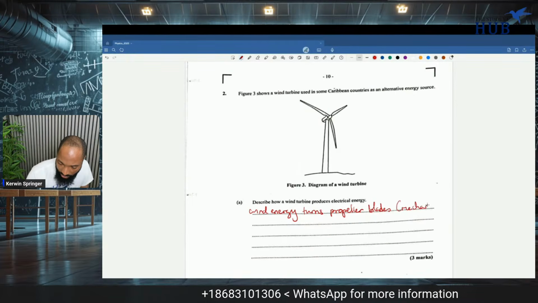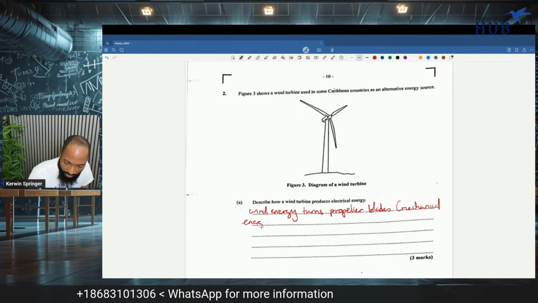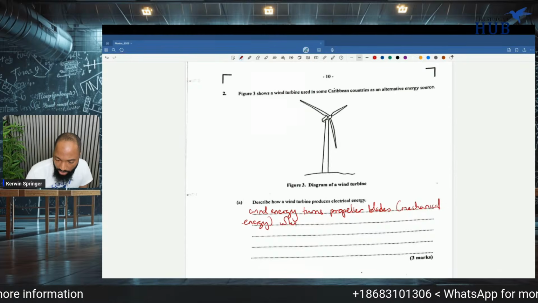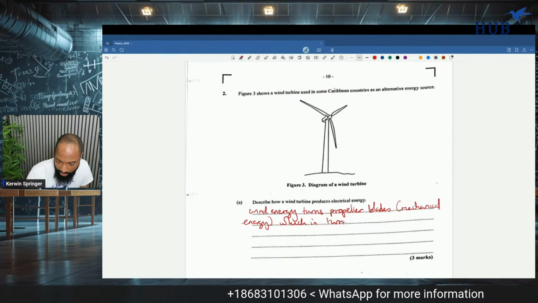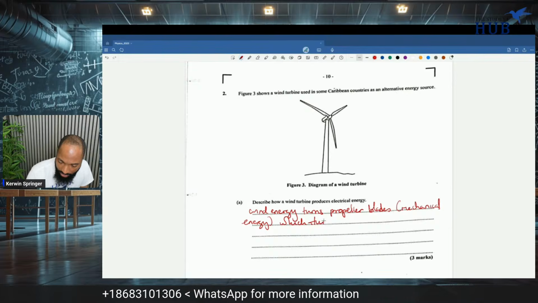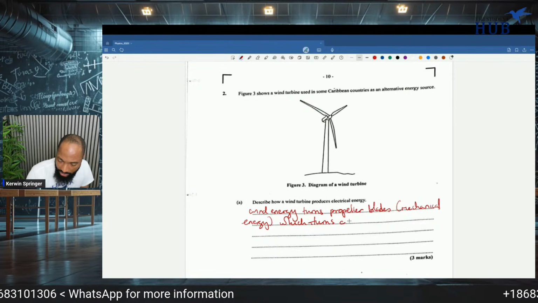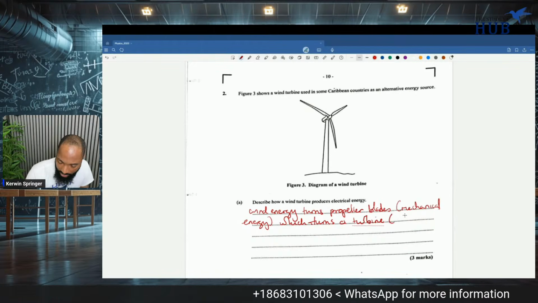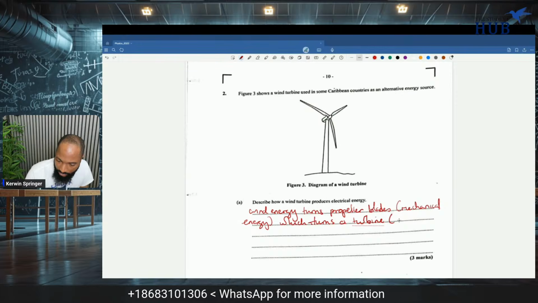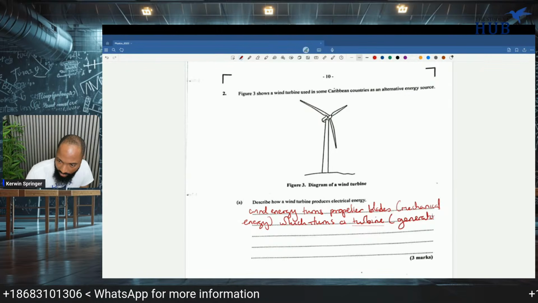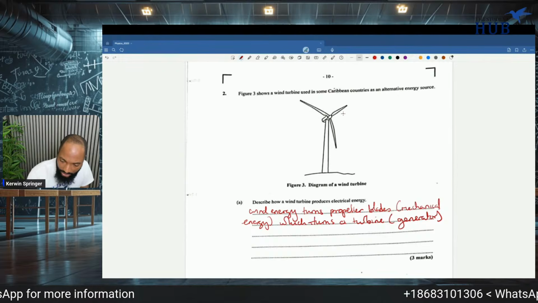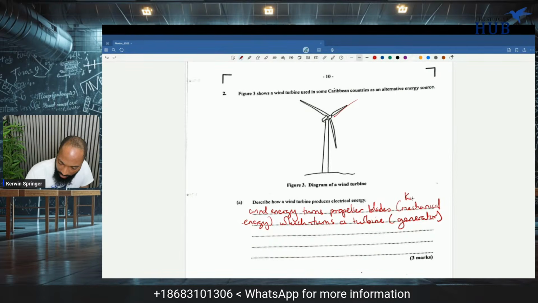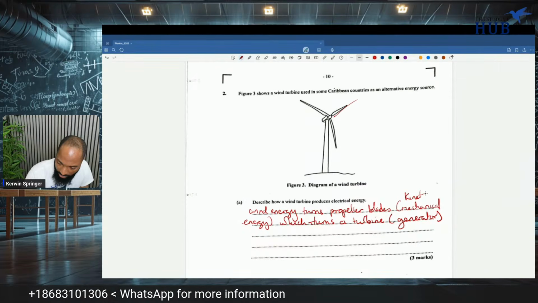This is mechanical energy. Energy in gears and machines, which turns a turbine. This is the generator. So the wind energy turns the propeller blades. Wind energy passing to the propeller blades will turn the propeller blades, kinetic energy.